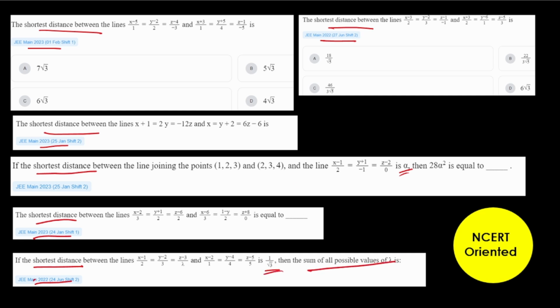They're asking the question also indirectly. Either they're asking to find the shortest distance between two lines, or, in another way, they're given the shortest distance between the two lines, but they're asking us to find the lambda, the unknown value in the line's equation. Again, a shortest distance question asked.